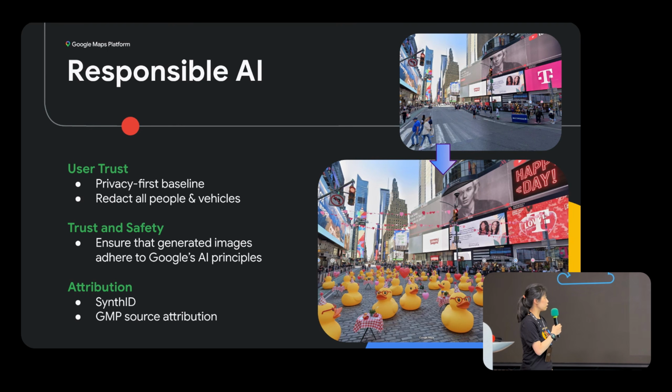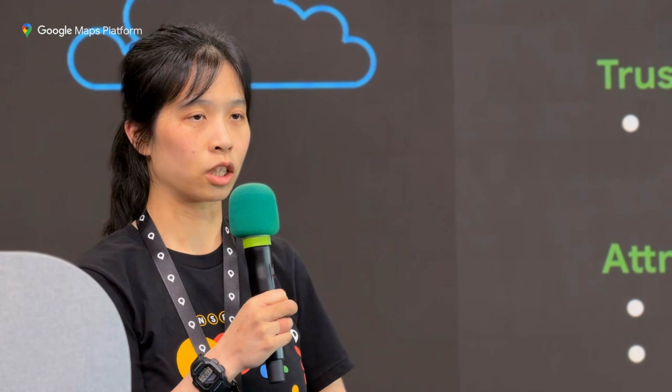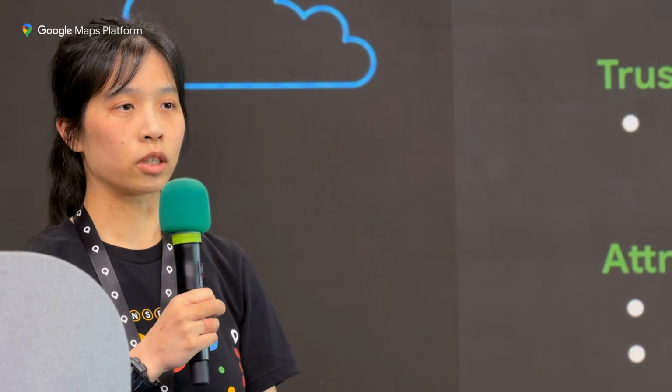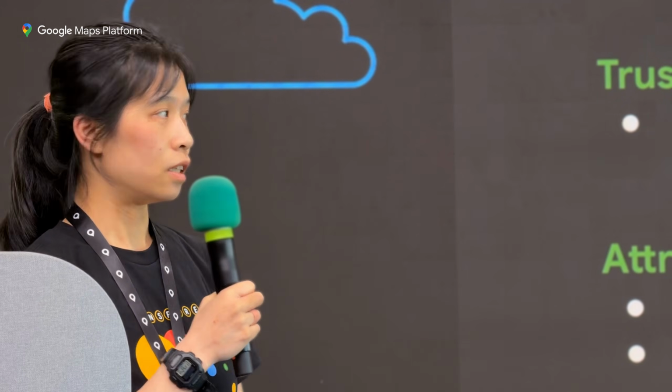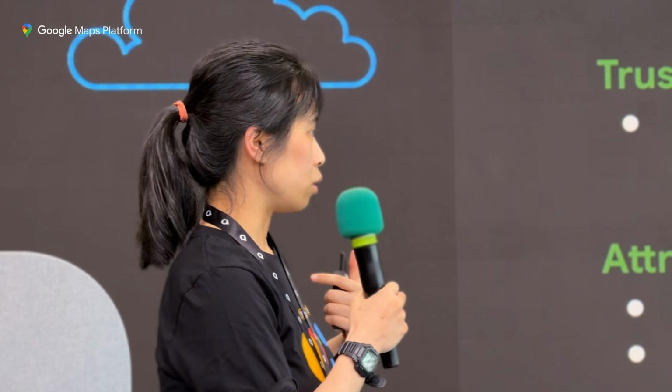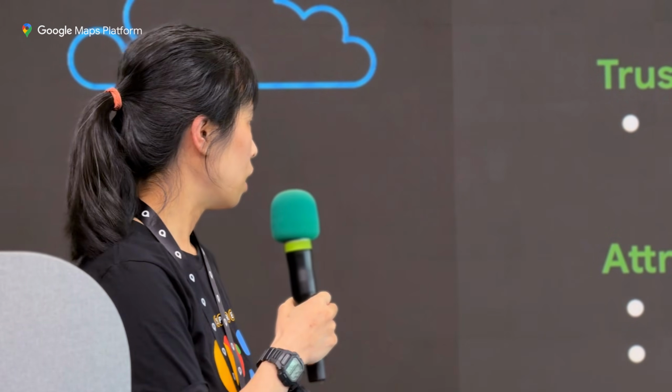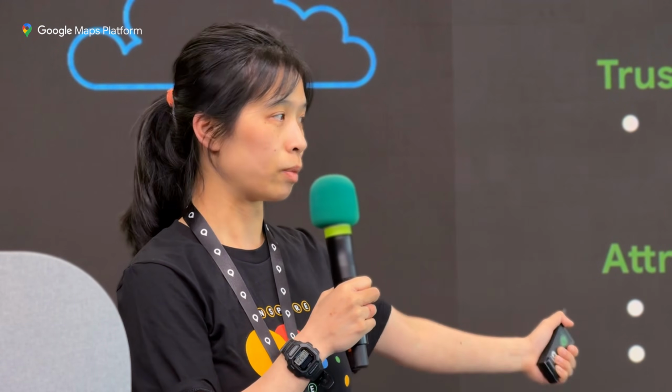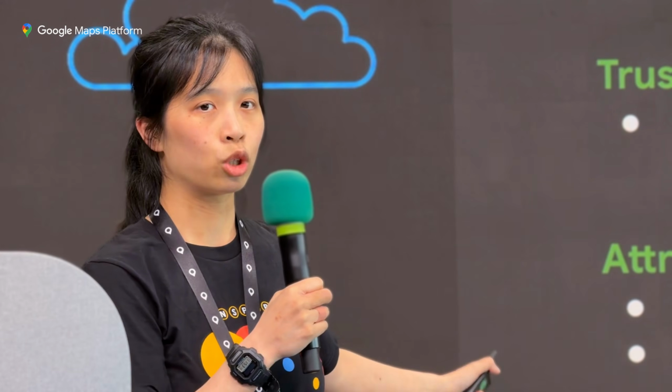And in addition to that, we also adhere to Google's AI principles, which prioritize aspects such as, but not limited to, social responsibility and safety, using the inbuilt safety filters and some of our own safety filters. And we make sure to attribute all of this so that you know it is generated by AI through SynthID and attributing the source back to Street View.